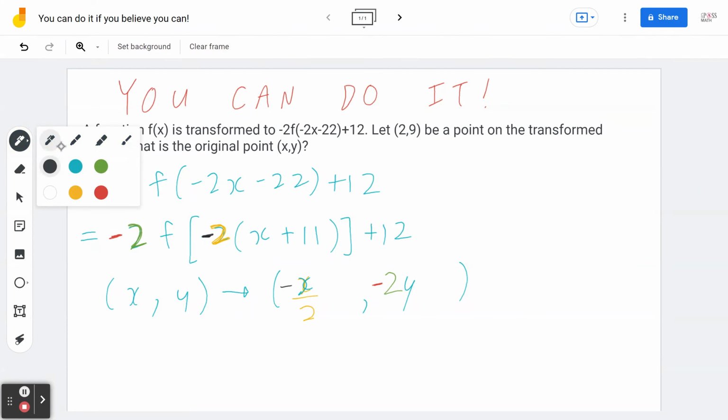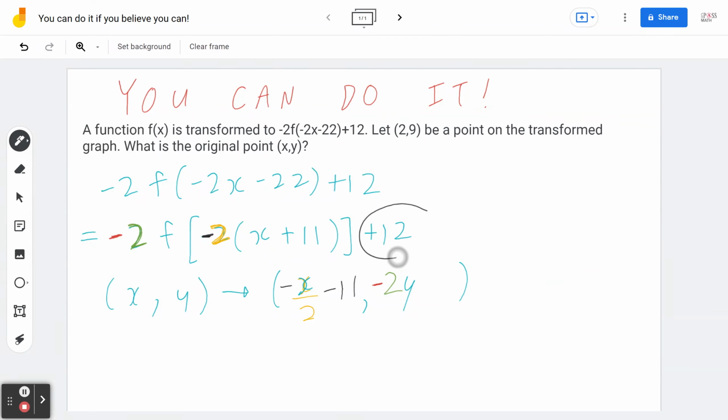Then the rest of this, I'm just going to write in one color. This is the simpler part, so to speak. x plus 11 means left by 11, or horizontal translation, 11 units to the left. So you're going to subtract 11. The plus 12 at the end means up by 12, or vertical translation, 12 units up. So you're going to add 12.